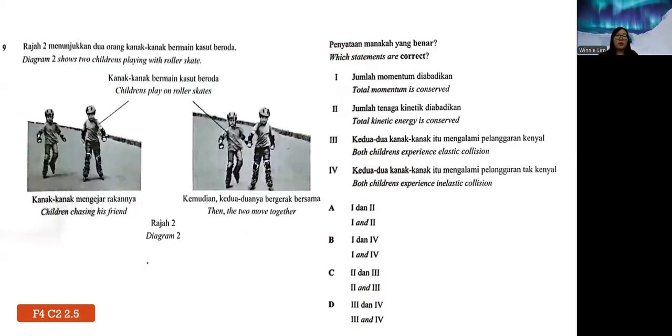Number 9. Diagram 2 shows two children playing with roller skates. The child is chasing his friend, and then the two of them move together. Which of the statements are correct? Total momentum is conserved.